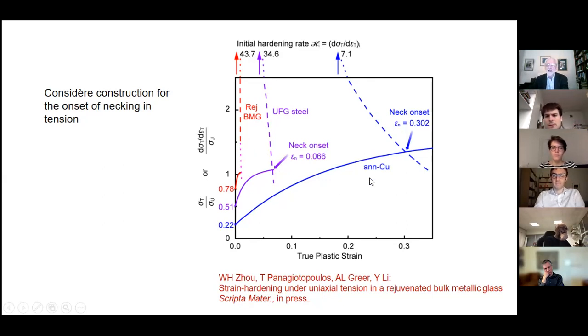For annealed copper, nice soft crystalline metal, that intersection point is at really high strains. So copper is very ductile. Even our exotic ultra-fine grained steel is moderately ductile. The metallic glass, however, the intersection point is here because that hardening rate decays so extremely rapidly. So the bad news is, I think, that although we've reached this sort of holy grail of achieving strain hardening in a metallic glass, it's brought us some tensile ductility, but not much.